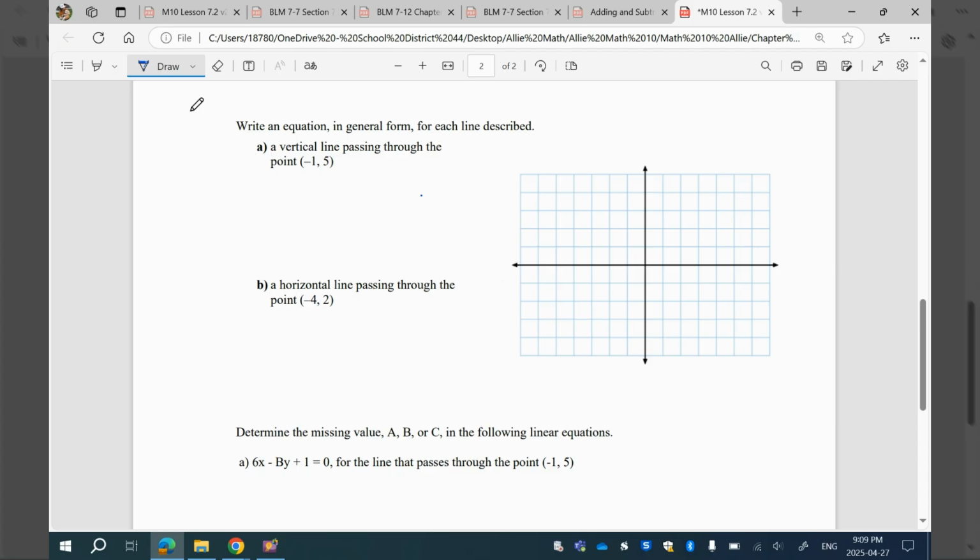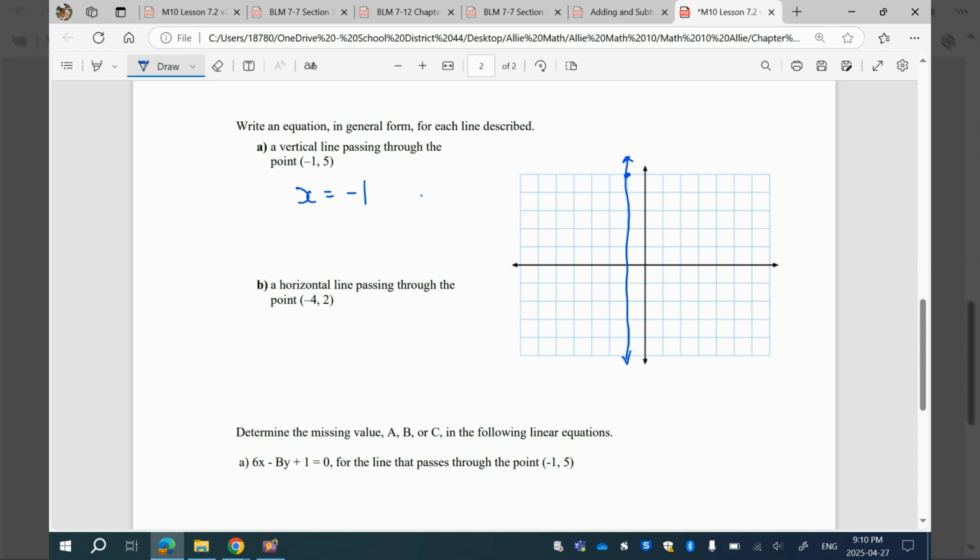So let's locate -1, 5. So -1, 1, 2, 3, 4, 5 right here. And it's a vertical line, so it looks like this. And what's an equation to describe this? I would say that we only have an x value. It looks like x equals -1.